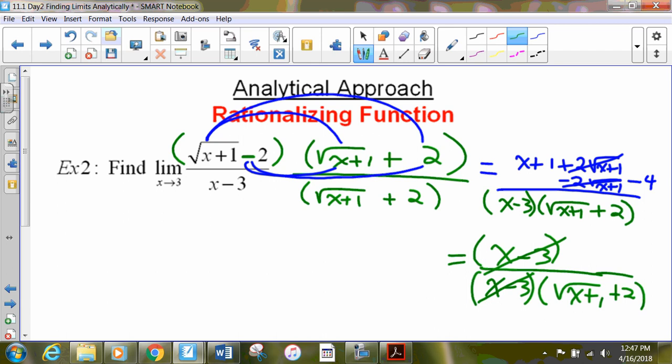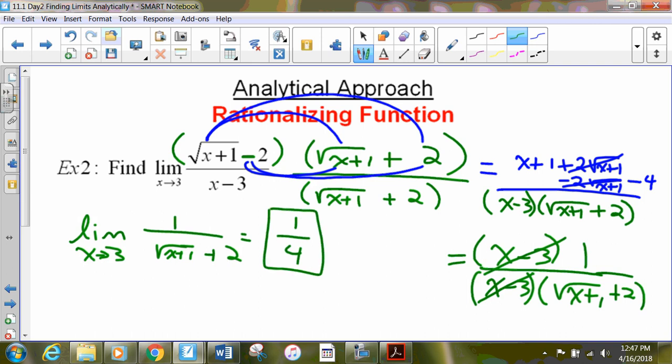What are we left with in the numerator? A 1. So now it's a new problem, we're finding the limit of 1 over the square root of x plus 1 plus 2 as x approaches 3. So we're just going to do direct substitution. So we'll have 1 over 3 plus 1 is 4, root 4 is 2, 2 plus 2 is 4, and the limit of this function as x approaches 3 is 1/4. Now, there's not a value there. We will see a hole in the graph when x is equal to 3, but a limit does exist there, and the limit is 1/4.